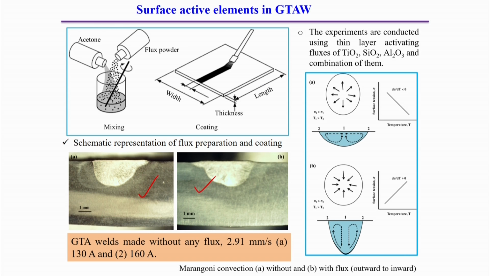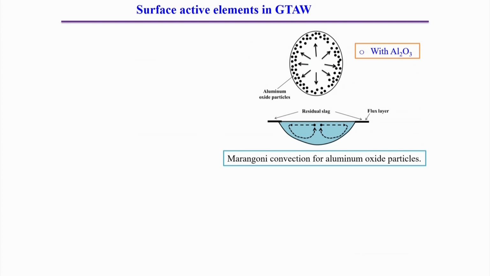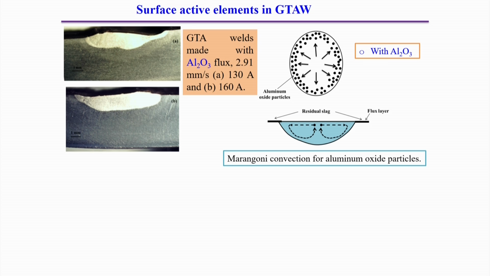So, experiments were conducted. You can see that TiO2, SiO2, Al2O3 can all be used, and all these three fluxes were added as a coating, and we can find there is a difference in the weld pool profile. So, simply, if an optimum quantity of surface active elements is added, then it creates flow from the center to the outward periphery, but in the presence of Al2O3, when the liquid metal flows from this direction, that indicates that there is no effect of the surface active elements here. That means it is not the case that any quantity of surface active elements always enhances the weld penetration and reduces the weld width.